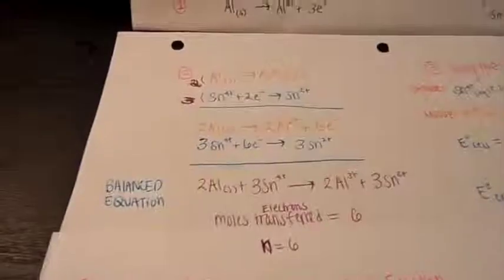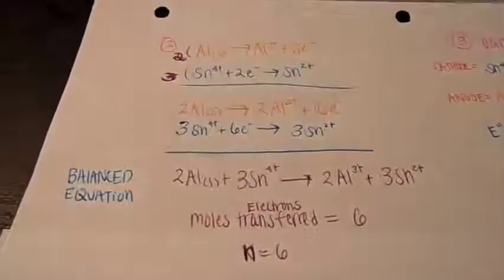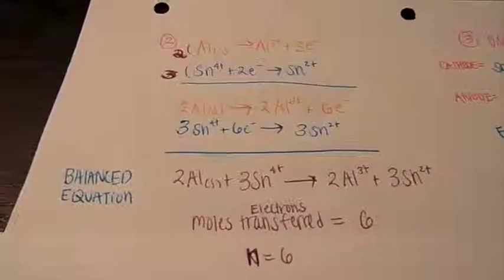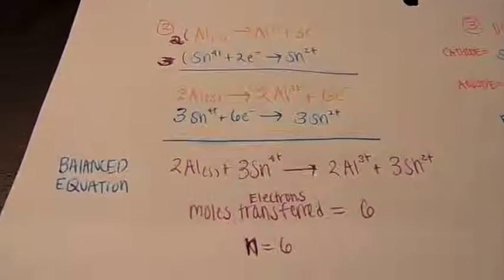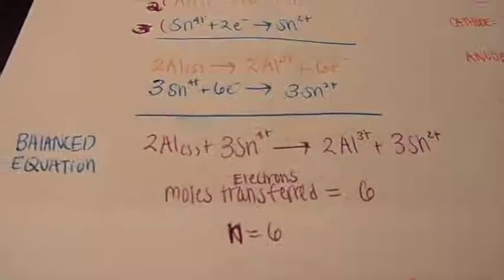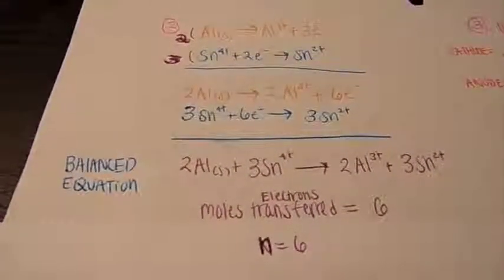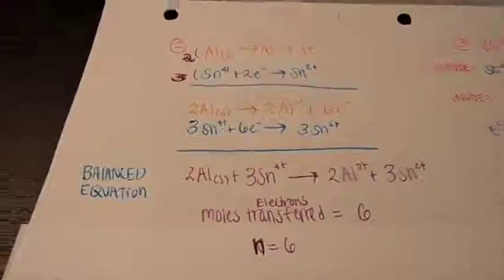Moving on to step 2, we balance the half reactions and multiply by the common coefficient to get rid of the electrons on both sides. And from the overall balanced equation, we see that 6 moles of electrons were transferred, which will come in handy when we are calculating E cell with the Nernst equation.